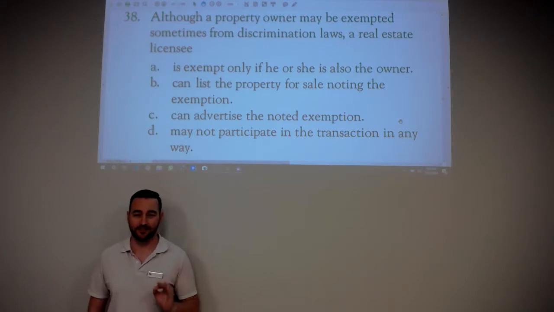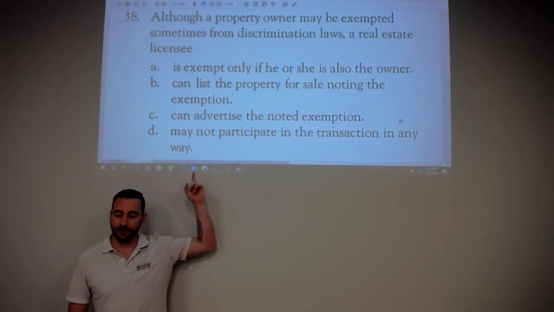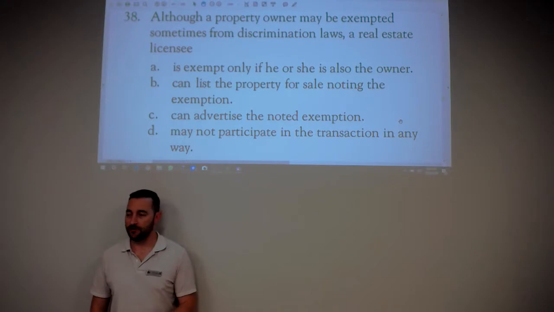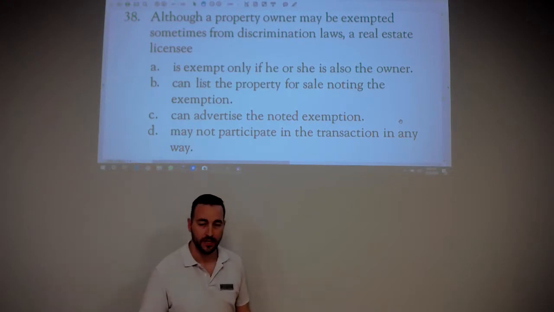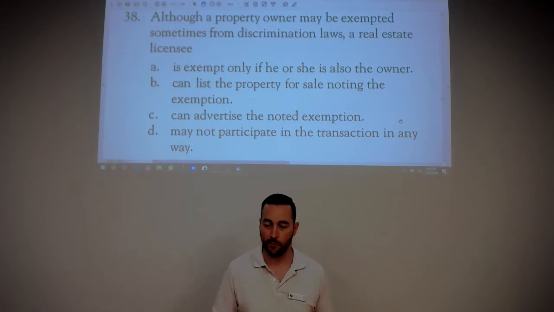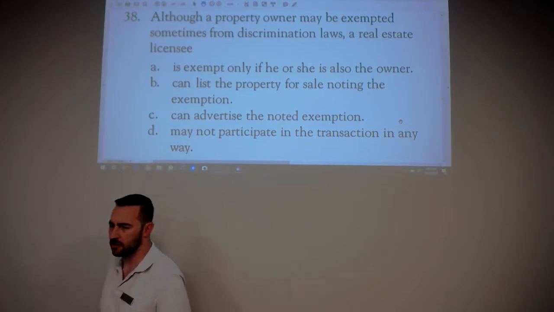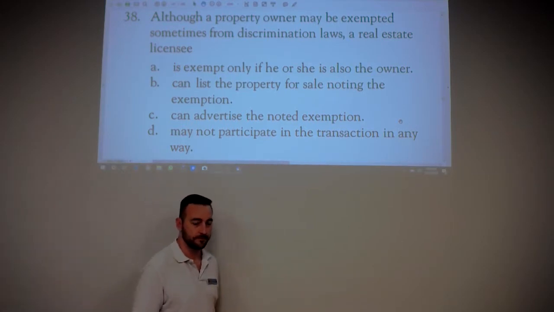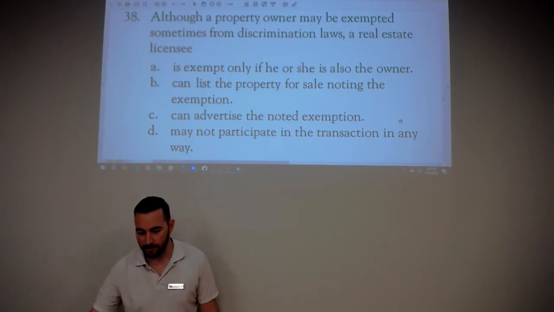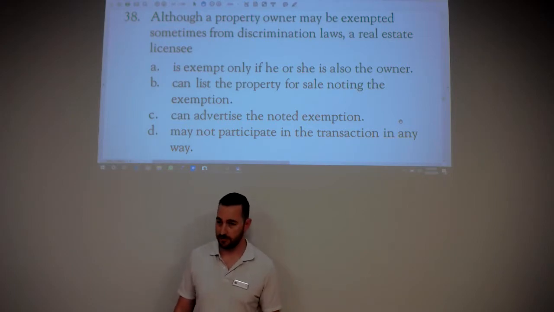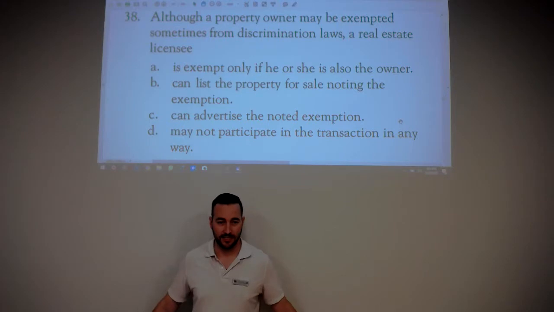Real estate licensees, we cannot discriminate at all. So although a property owner may be exempt, real estate licensees are not. So if a homeowner intends to discriminate, can we participate? No, we must refuse the listing. Mr. or Mrs. Homeowner, you cannot discriminate. Oh, I don't care. Well, I'm sorry, I cannot do business with you. Simple. Although the property owner may be exempt sometimes from discrimination laws, thanks to 1968, some exemptions like owner-occupied, a real estate licensee cannot discriminate at all. We are not exempted in any way.